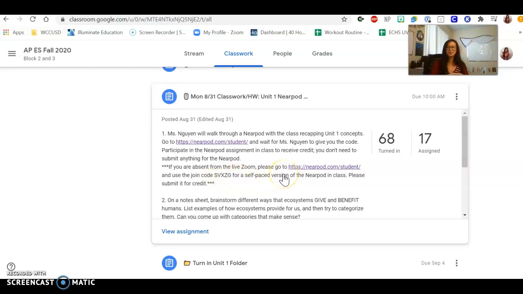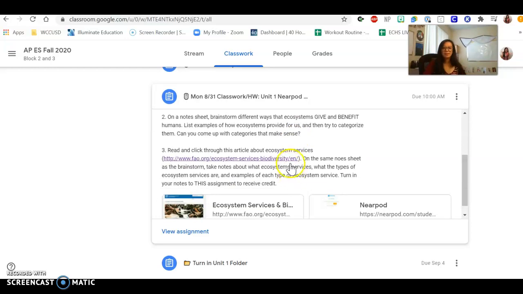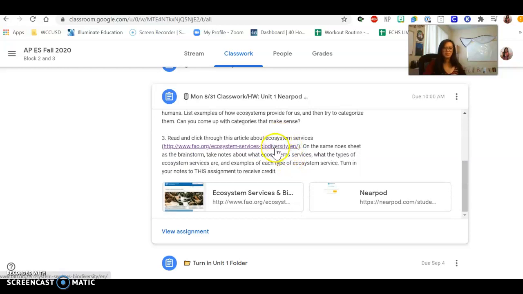Basically it'll take you to the same presentation, but it won't be led by me, it'll be self-paced. So you can go through it on your own time and then go ahead and submit that for credit if you need to. And then afterward, we spent a little bit of time brainstorming some ecosystem services, what they give to us and how we benefit from them. And then you were supposed to read and click through this article about ecosystem services.